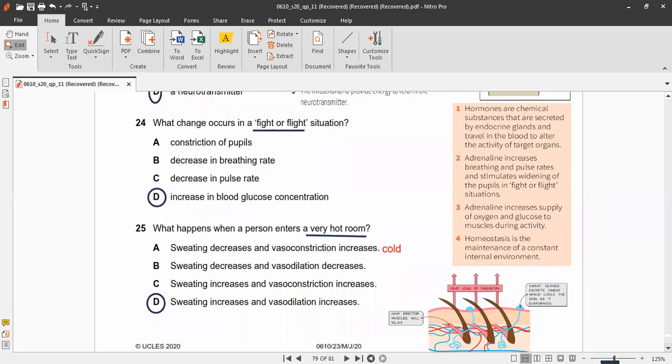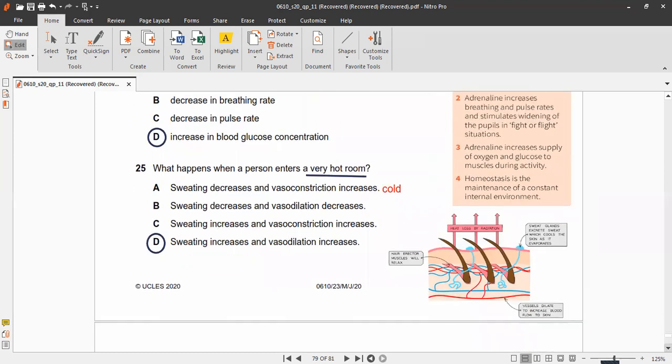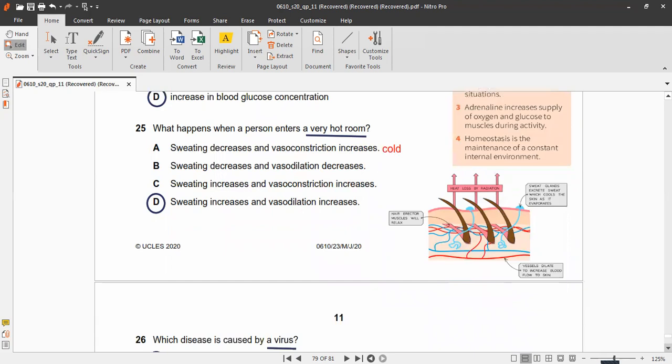What happens when a person enters a very hot room? Yes, sweating increases and vasodilation increases. In this diagram, sweat glands excrete sweat, which cools the skin as it evaporates, and vessels dilate to increase blood flow to the skin, and here erector muscles will relax. Heat is lost here by radiation. So sweating increases and vasodilation increases. Here vessels dilate to increase blood flow to the skin.